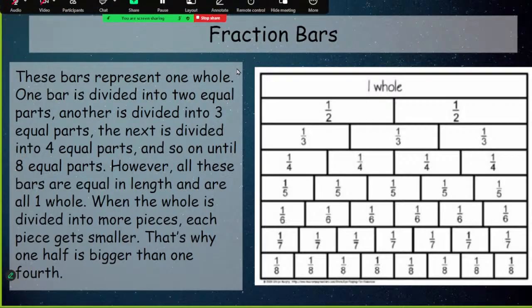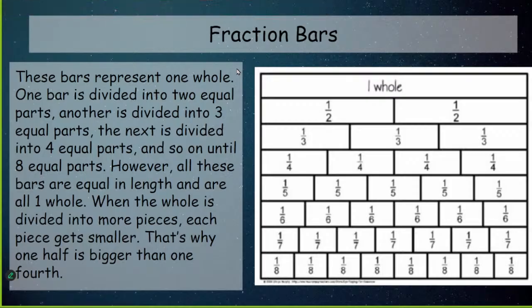You see, these bars each represent one whole. One bar is divided into 2 equal parts. Another is divided into 3 equal parts. The next is divided into 4 equal parts, and then 5 equal parts, 6 equal parts, 7 equal parts, and 8 equal parts. However, notice no matter how many pieces it's split into, it's always the same as one whole. They're all the same length, you see? It didn't get longer or shorter based on how many parts it's split into.